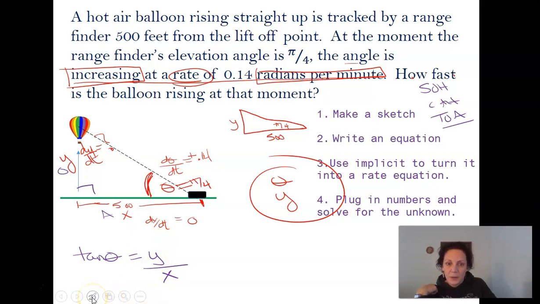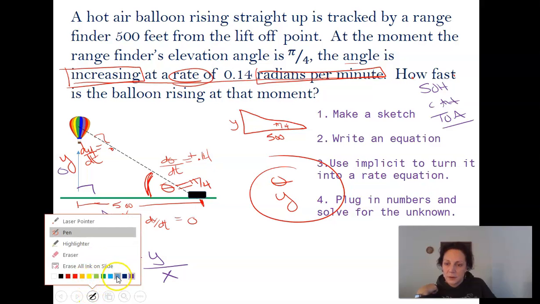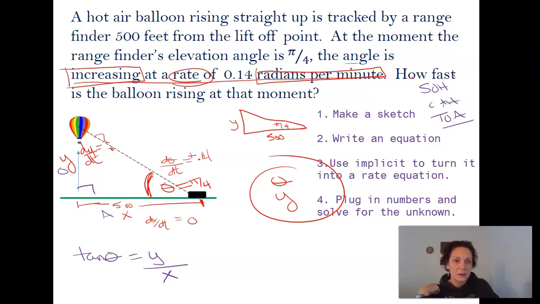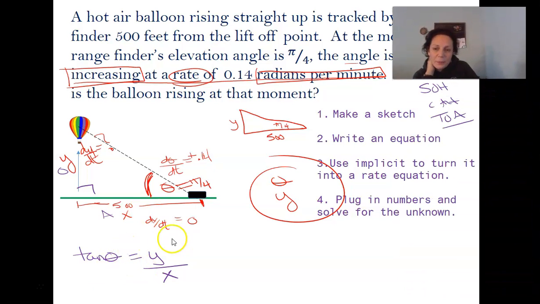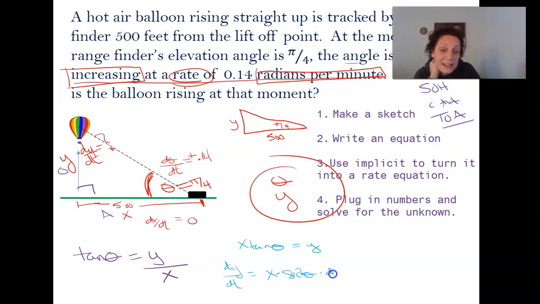So let me move my mug here. Okay. All right, so if I rewrite that equation as x times the tangent of theta is equal to y. On this side, I just have a dy dt, right? So that's nice because that's what I'm solving for. On this side, I'm going to have a product rule. So it's going to be x times the derivative of tangent, which is secant squared theta, d theta dt, plus the tangent of theta times the derivative of x, which is 1 dx dt.